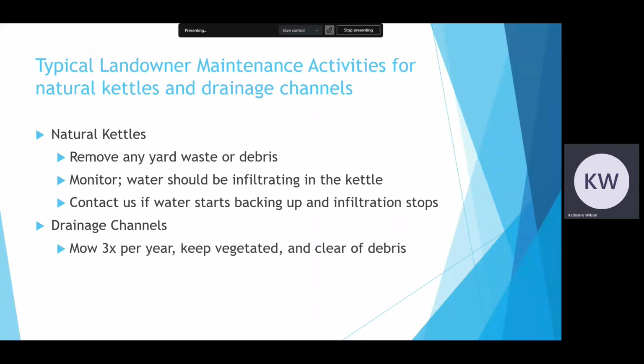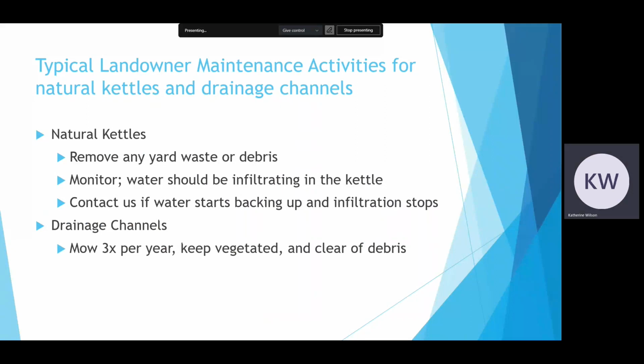It's important to know where they are in your neighborhood. So if you know where they are, you're not dumping your yard waste or debris in it without knowing it's actually a functioning stormwater practice. Maintenance of natural kettles is fairly simple. In most cases, you just need to monitor it, making sure the water is still infiltrating. If the water starts backing up and is not infiltrating anymore, you're seeing some flooding issues, this could be a sign it's potentially stopped working and functioning.